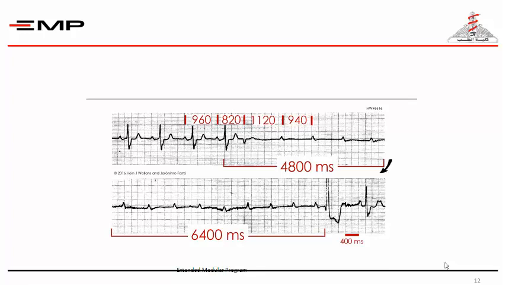The pause is ended by an idioventricular beat, which is the first beat in the second row of the tracing, and it is followed by spontaneous recovery of the AV node and a normally conducted beat.